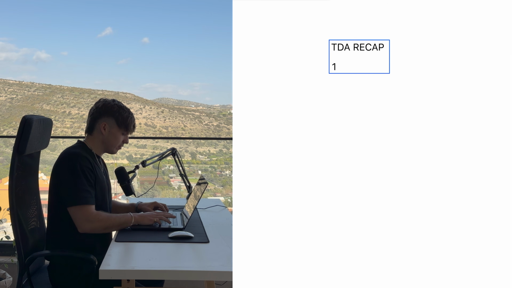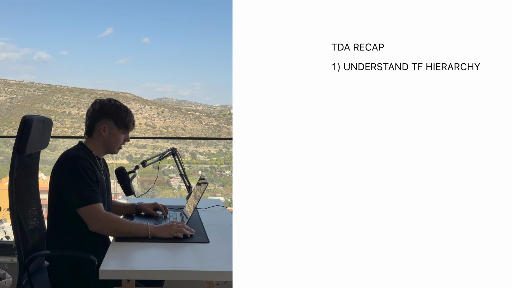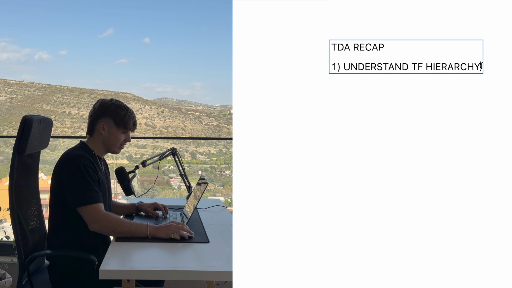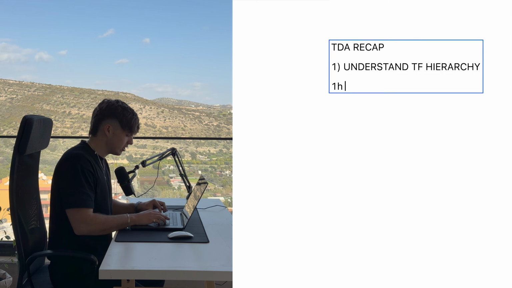So step number 1 is very simply, you need to understand time frame hierarchy. So time frame hierarchy is very simple. The weekly is stronger than the daily. The 4 hour is stronger than the 1 hour. The 30-minute is stronger than the 5-minute. Very, very simple. So as you go down from right to left, the timeframes progressively get weaker and weaker. And what that means is, if we have a 1 hour confirmation, it overrules a 30-minute confirmation, very simply.